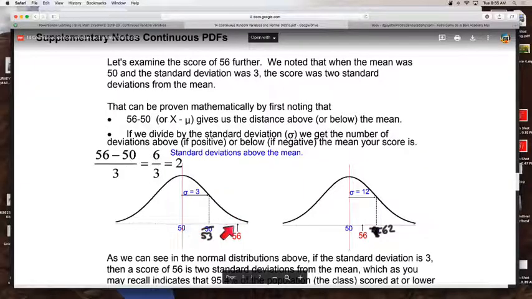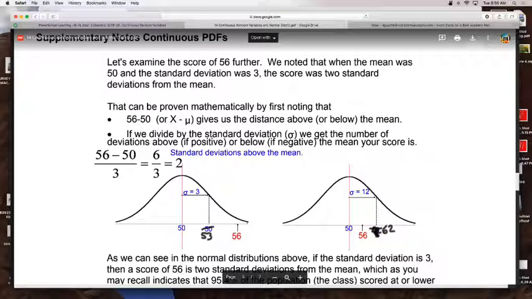So getting a 56, if the mean was 50 and the standard deviation was 3, then that's a really good score. That same 56, with the same average of 50, but a standard deviation of 12, is suddenly not quite as desirable, because with the standard deviation of 12, you are only halfway to being 1 standard deviation above the mean.